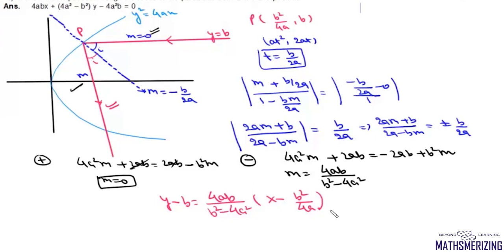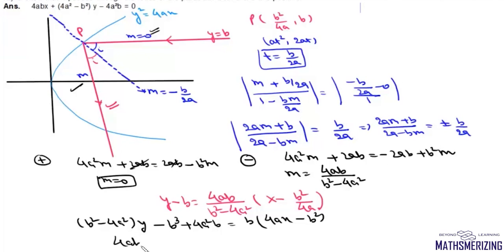Now we can simplify this condition. We'll write this as (b square minus 4a square)(y minus b) equals 4ab times (x minus b square upon 4a). Expanding, we get (b square minus 4a square) y minus b cube plus 4a square b, and here the 4a will cancel, we get b, and this is 4ax minus b square. So we can write this equation as 4abx.